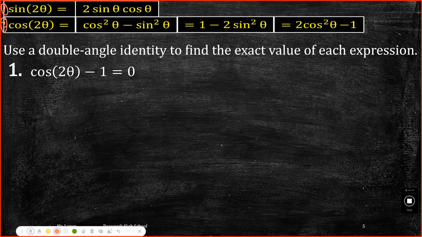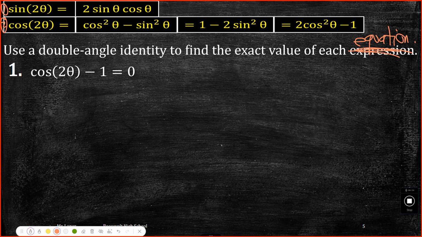So we're going to use a double angle identity to find the exact value of each equation. We're going to solve for cosine 2 theta. Now here's the question.